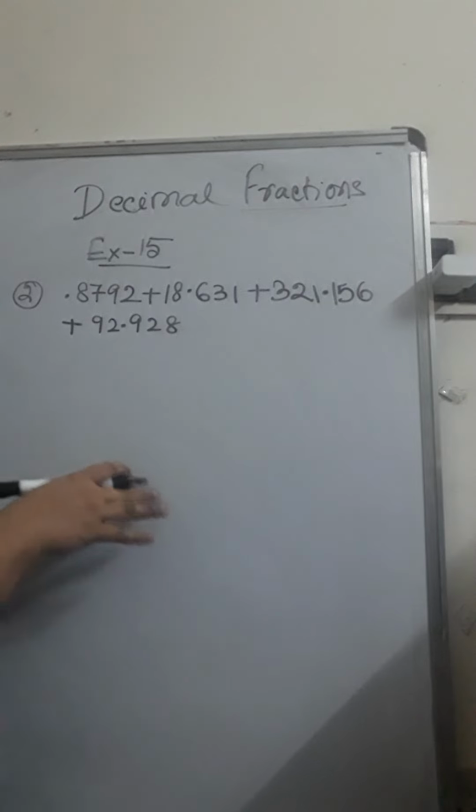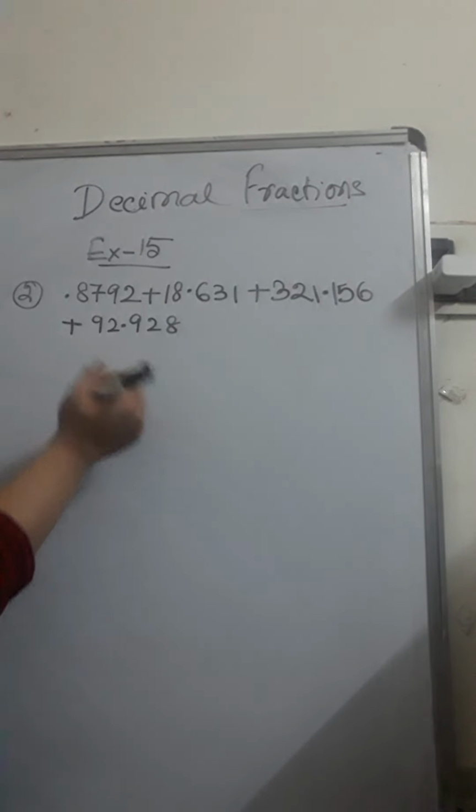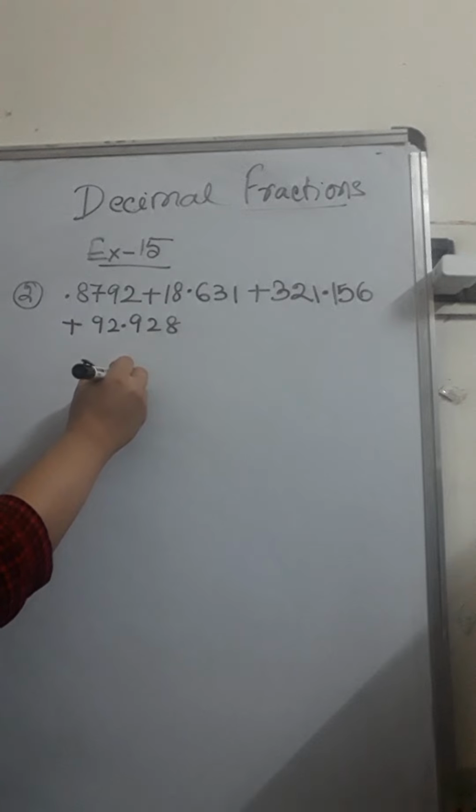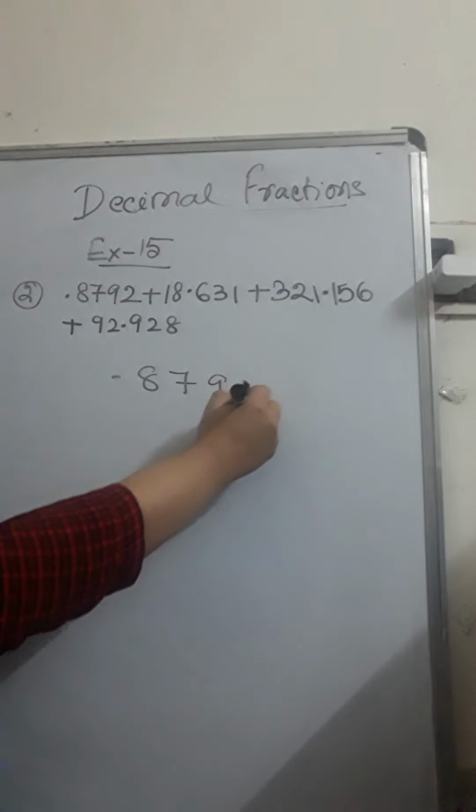So we have to write the numbers, arrange it nicely. First number, it has got no whole number part. Check, it starts after point. So what we will do, we will write also after point, it is 8792.